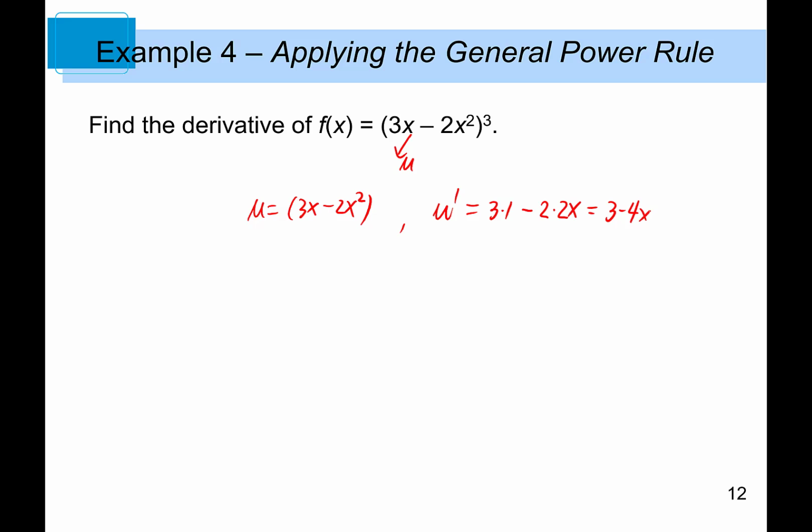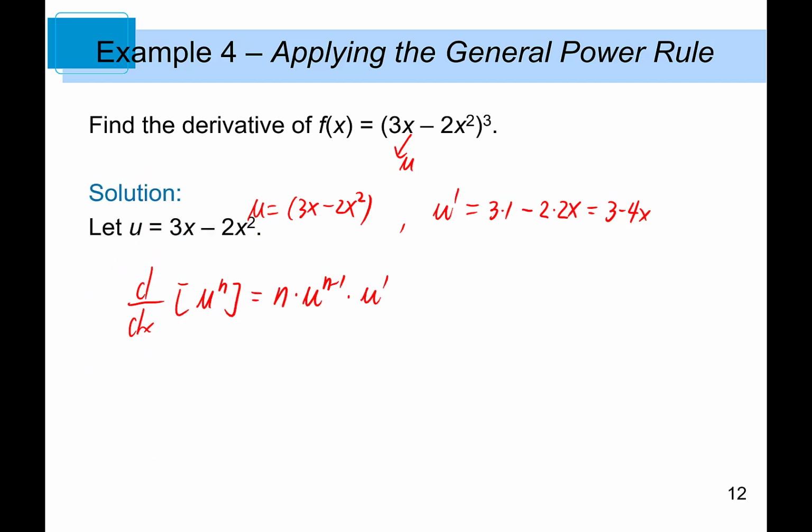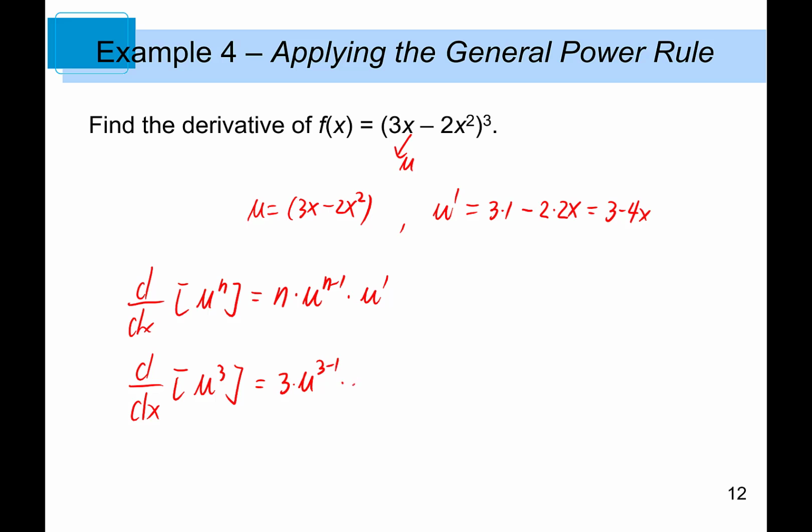Okay, now we're going to use the general power rule, right? So d over dx of u to the n becomes n times u to the n minus 1 times u prime. But for our case, the power in our problem is u to the third, right? U is 3x minus 2x squared, so it's u to the third. So it's 3 times u to the 3 minus 1 times u prime.